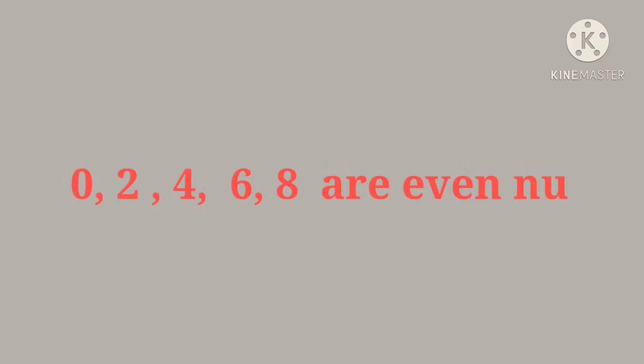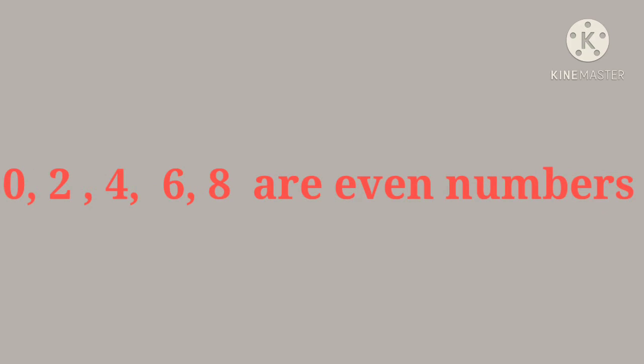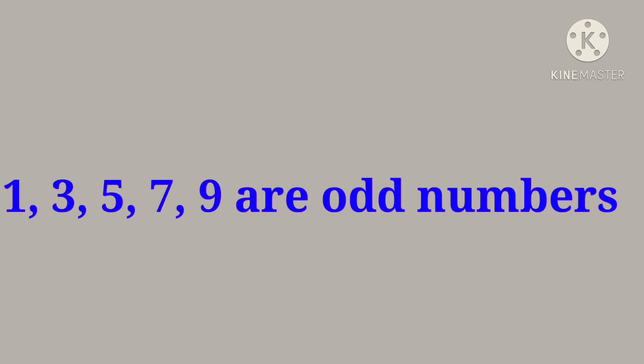0, 2, 4, 6, 8 are even numbers. The numbers that end with 0, 2, 4, 6, 8 are even numbers. Now, odd numbers. 1, 3, 5, 7, 9 are odd numbers. The numbers that end with 1, 3, 5, 7, 9 are odd numbers.